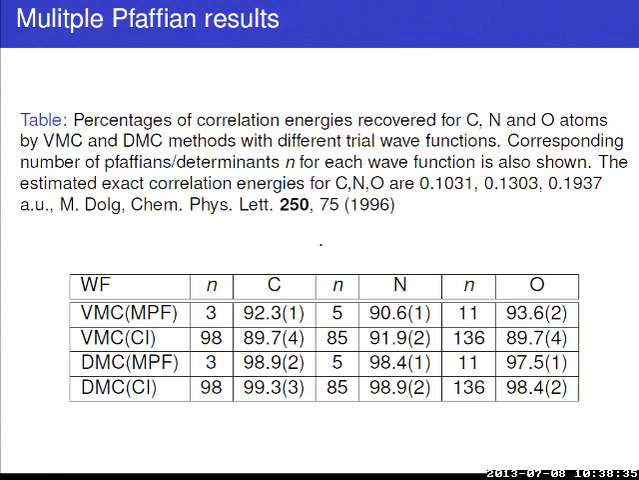What am I doing here? I better go faster. So here is something with some multiple Pfaffians, but the idea is that you can get very close to a full CI using just a few of these, and they basically cost the same as a determinant. So the idea is that this can be a saving, whether the physics is that of pairing or not.